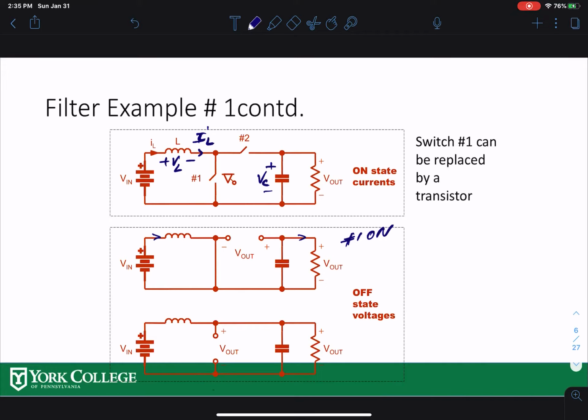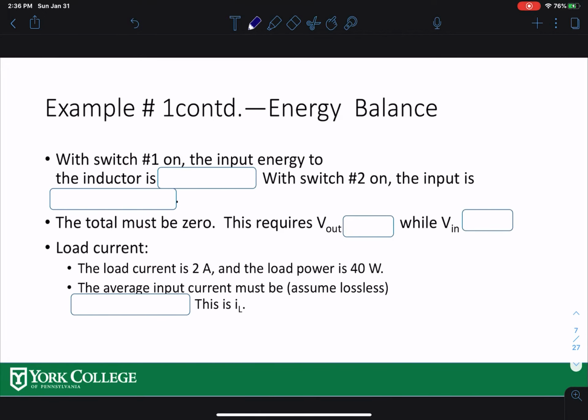On the other side, when switch 2 is on and 1 is off, your inductor is discharging and the capacitor is charging. So it's the opposite state: when 1 is on, the capacitor is discharging and the inductor is charging; when 2 is on, the inductor is discharging and the capacitor is charging. Switch 1 is on, the input energy goes to the inductor. Remember that it is on for 3/4 of the period, so our D ratio here is 3/4.